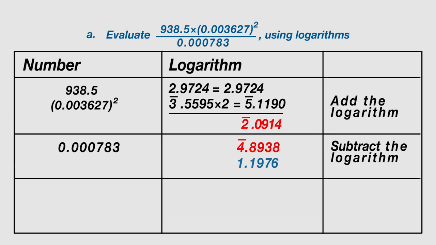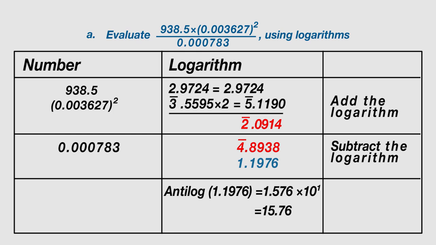Now, the next thing we do is to find the antilog of that, which will give us a real number for an answer. So the antilog of 1.1976 is equal to 1.576 times 10 raised to the power 1. Now we have to work that out. And that gives us 15.76 as the final answer to that question.